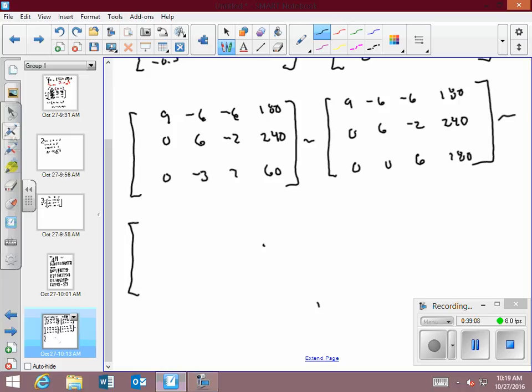So I'm just going to leave that bottom row the way it is. I'm going to take 1 times the bottom row, 0, and that's 360, isn't it? 6. I'm going to take 1/3 of the bottom row, and it's going to be 0 and 300. And then the bottom row I'm going to divide by 6.